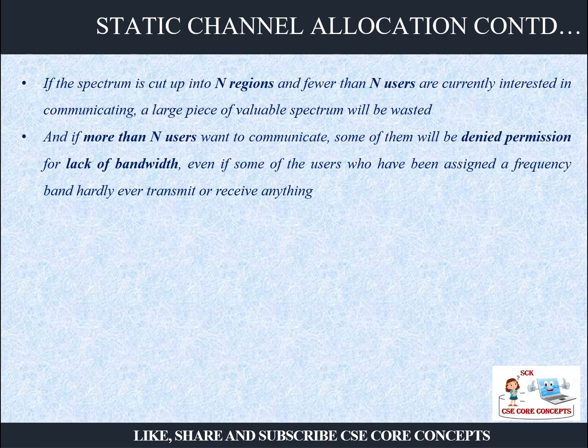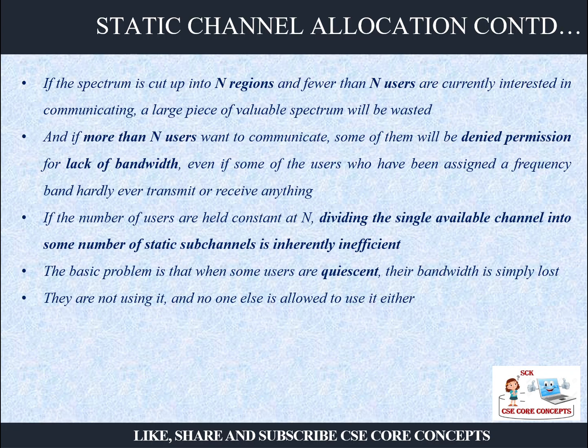And on the other hand, if more than 100 people, suddenly there is a traffic surge and they want to connect, but they are denied permission for lack of bandwidth, right? They have been assigned a frequency, but they are hardly able to transmit or receive, because you have not made provision for such a huge traffic surge. So if the number of users is held constant, suppose you are keeping the number of users n, dividing we will get some static subchannels.